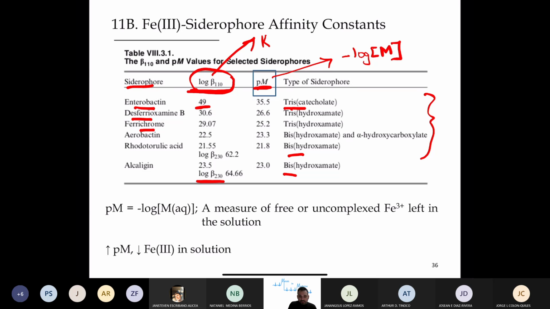All right, so the key point here is this relationship. The higher the pM value is, the lower the available free iron in solution. So it's a good parameter that we can use to gauge.